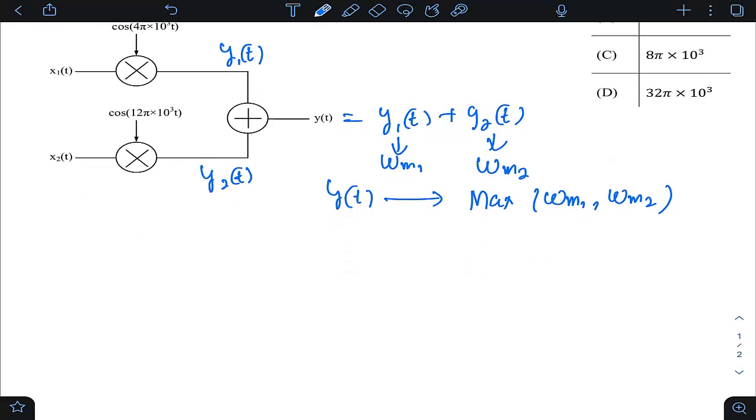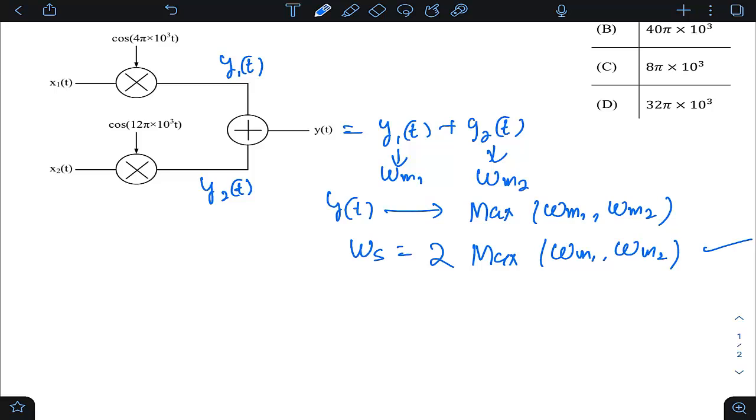So what is the sampling frequency they are asking? The sampling frequency omega s will be equal to 2 into the maximum of omega m1 and omega m2. So we just have to find omega m1 and omega m2 and substitute here. That will give us the answer.